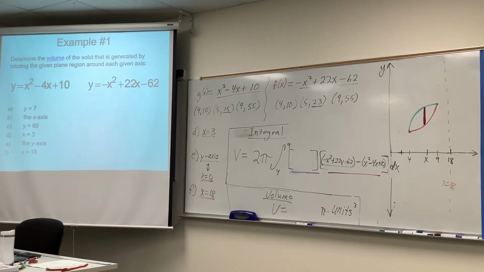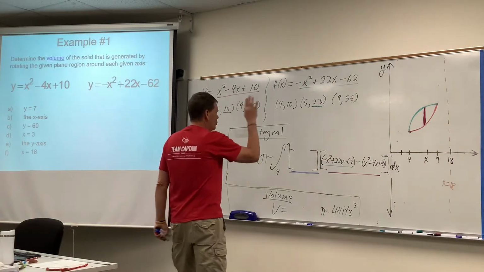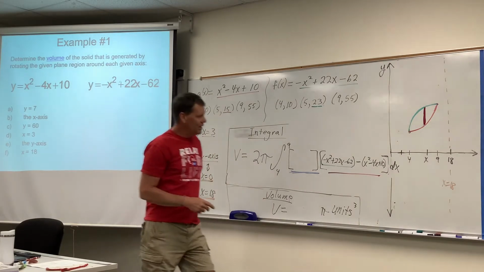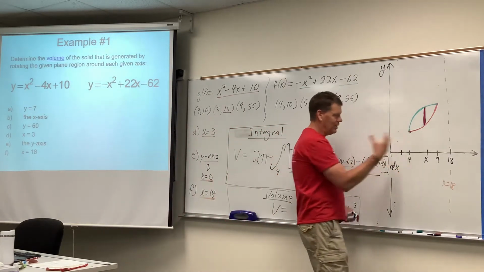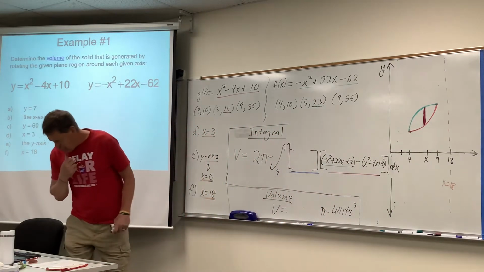Here we are with our sixth example of volume of a solid of revolution. And once again, we've got the same two curves. This will be very similar to homework. Again, make sure you get these points of intersection right because you're going to use them on every one of them. And so x equals 18.